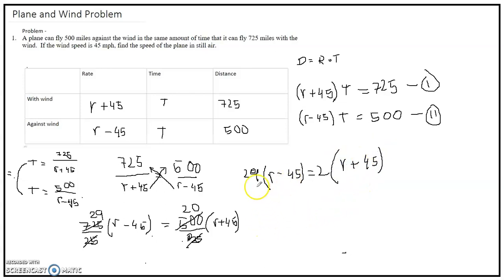Distributing 29 over this r and 45, we'll get 29r minus 1305 equals 20 times r plus 45. And over here we'll have 20 times r, which is 20r, plus 20 times 45, which gives us 900.